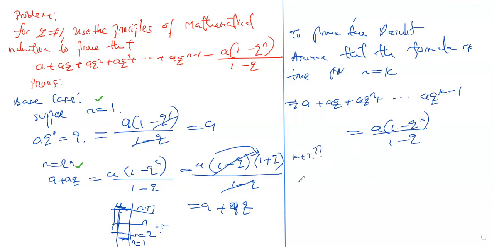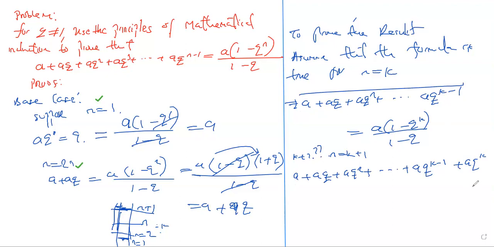Well, let's calculate k plus 1. That is A plus AQ plus AQ squared plus up until AQ to the k minus 1, sorry. But since we are talking about the case of n equals k, we'll have to add AQ to the k, because for the k plus 1 term, this is the kth term, and this is what we'll have. So if we sum the case of n equals 1 to k, we'll get this series. But if we sum from n equals 1 to k plus 1, this is what we arrive at.